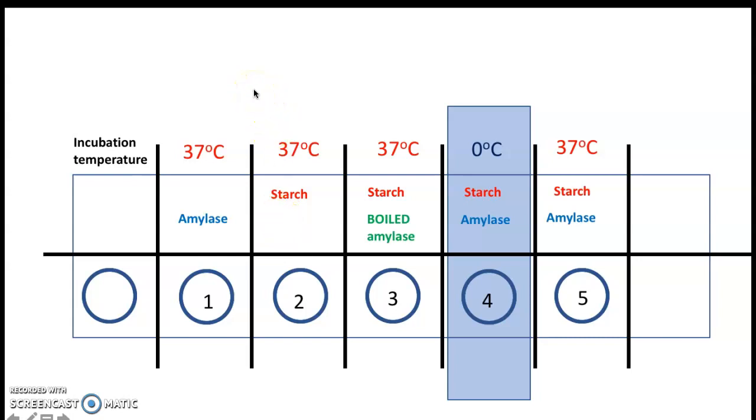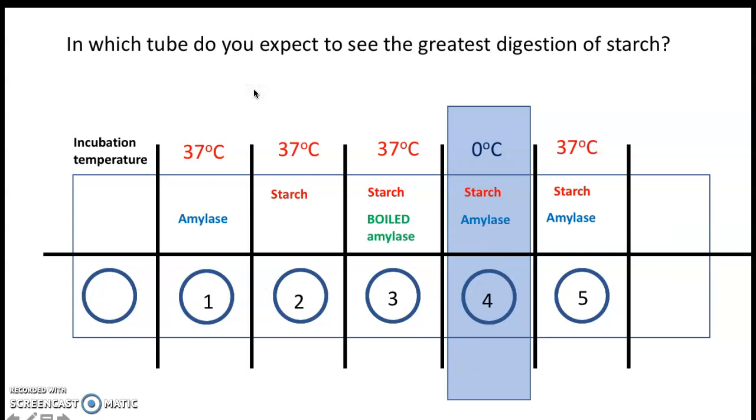So I want to leave you with a question here. In which test tube do you expect to see the greatest digestion of starch, and why? And what was that going to look like in terms of your Lugol's test and your Benedict's test? So take a minute and think about that. In which of these tubes, number 1 through 5, would you expect to see the greatest digestion of starch? And what would that look like in terms of the results of your Lugol's test and your Benedict's test?